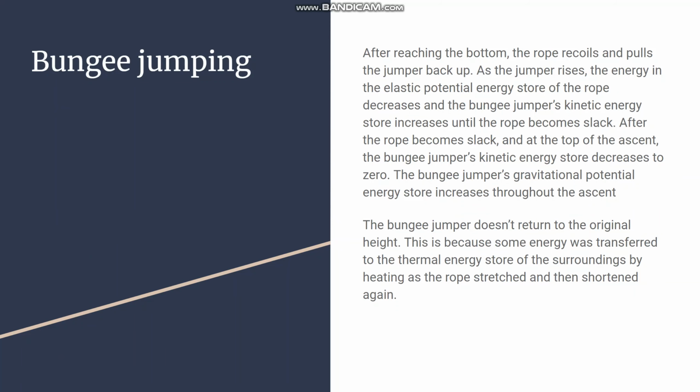After reaching the bottom, the rope recoils and pulls the jumper back. As the jumper rises, the energy in the elastic potential energy store of the rope decreases, and the bungee jumper's kinetic energy store increases until the rope becomes slack. After the rope becomes slack, and at the top of the ascent, the bungee jumper's kinetic energy store decreases to zero. The bungee jumper's gravitational potential energy store increases throughout the ascent.